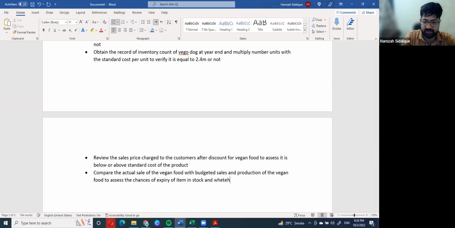And whether a written down of its value is required. Written down of the value is required or not? Because it is less than. Yes. Now it is done.